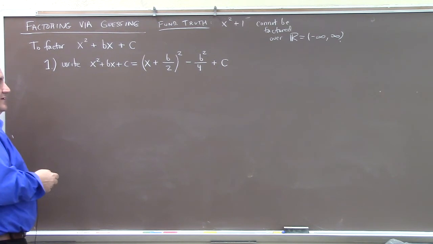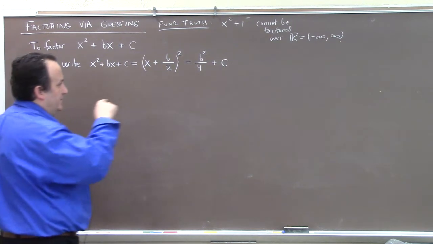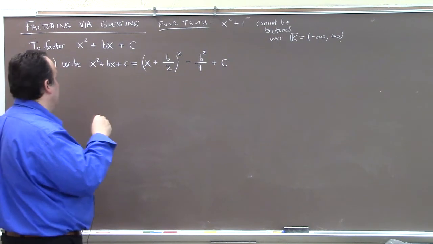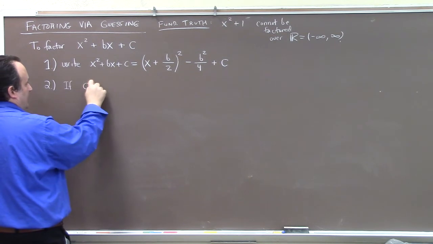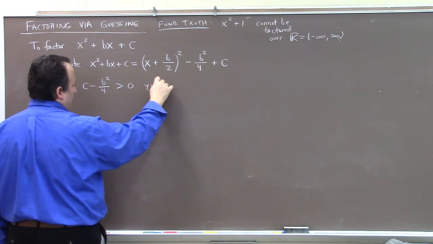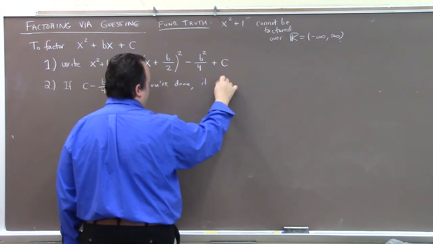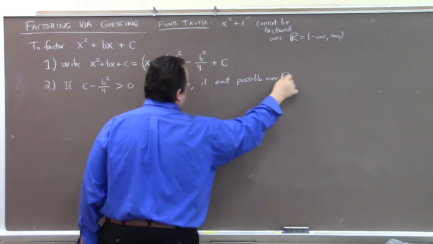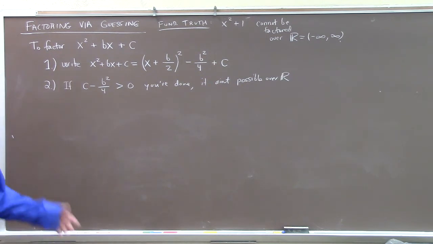So you take half of the coefficient of x and you add it to x, you square that. And then you subtract the square of whatever's here over there. Right? Step number 2. If c minus b squared over 4 is greater than 0, you're done. It ain't possible over the reals. Because if that c minus b squared over 4 is positive, that means you're looking at a sum of squares, you're done.